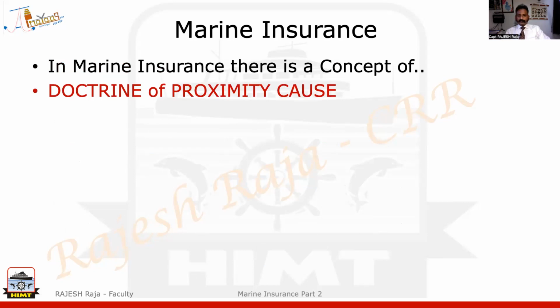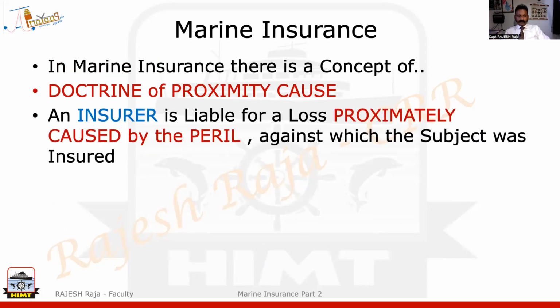It is called the doctrine of proximate cause. The word proximity means... let me just give you the meaning of that more in legal terms rather than explaining the words. Now, the insurer, the insurance company, is liable for a loss which has been caused by a peril, and it was proximately caused by the peril. The peril could be fire, damage, or anything, whatever you want to call it.